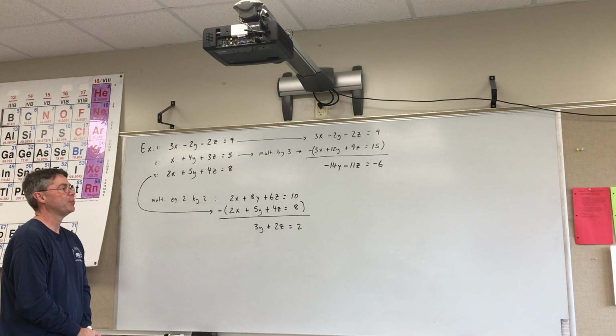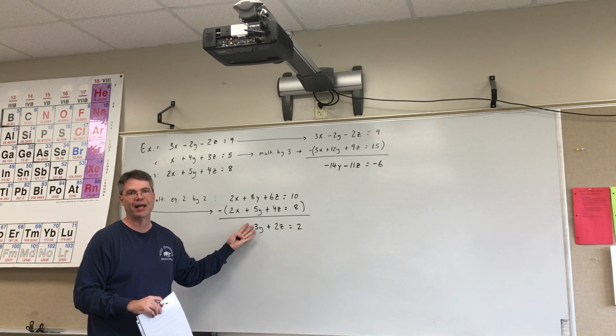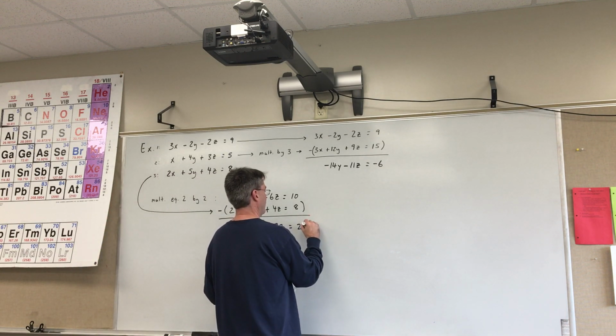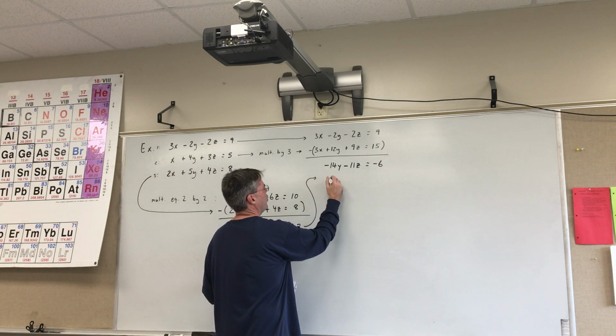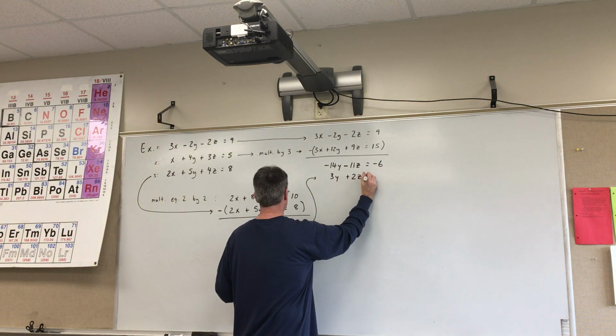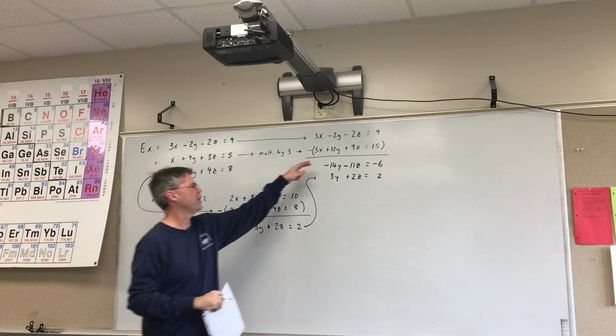Now in the first example I used substitution. It was pretty easy to do because our y didn't have a coefficient in front of it. Now I'm going to rewrite 3y plus 2z is equal to 2 right underneath our first equation that we got.